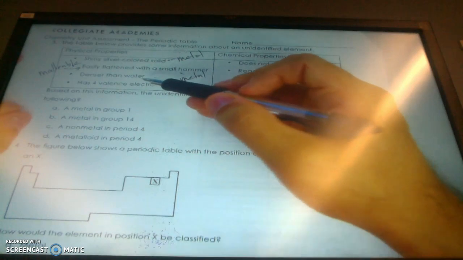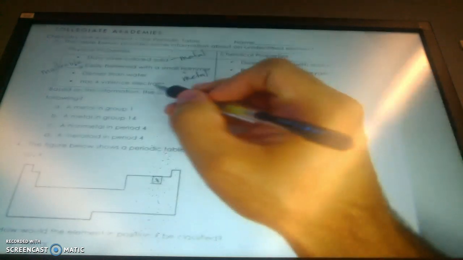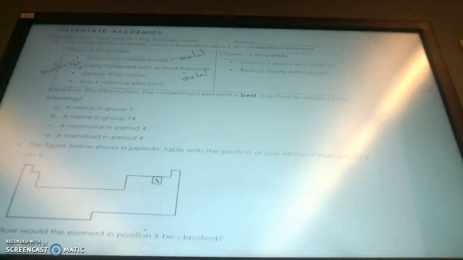If it's denser than water, that's not really that helpful for me. We didn't really learn how elements relate to density yet. And if it has 4 valence electrons, that means it has 4 electrons on the outside. I don't really know how I'll use that yet, so I'm going to keep checking.